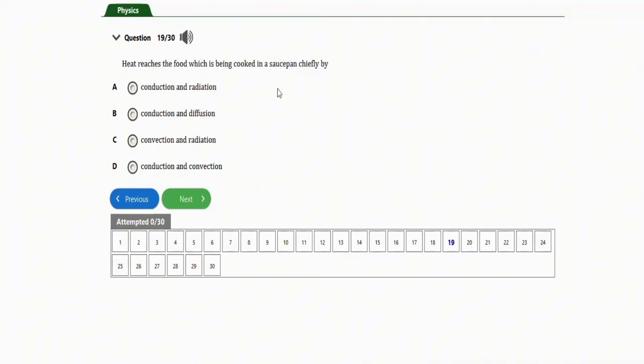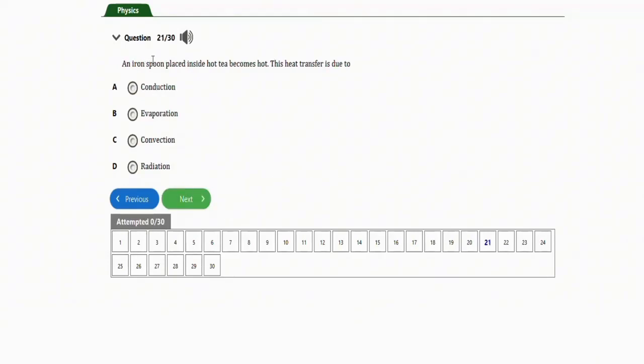So let's go to the next repeated question, which is this one. It says, in the molecular explanation of conduction, heat is transferred by... I think we have answered this question before. The correct option is option C, free electrons. So let's go to the next one.